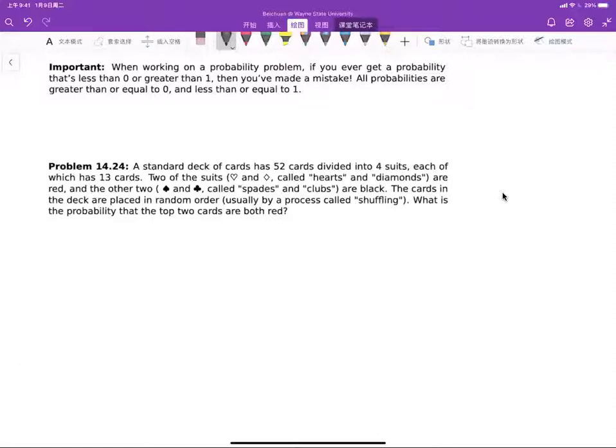Do you guys play cards? No? Okay. Well, it's a kind of game. Actually, there are many games that involve cards. Every card is like this, and there are 4 kinds of suits.